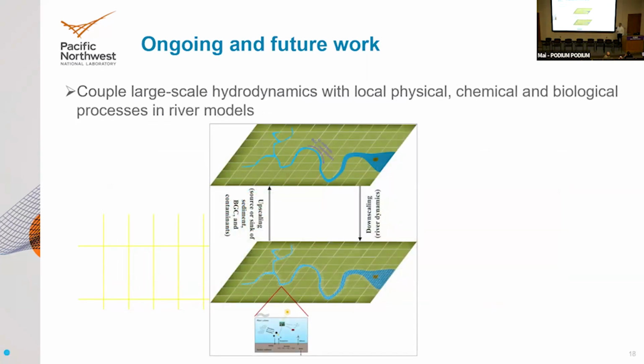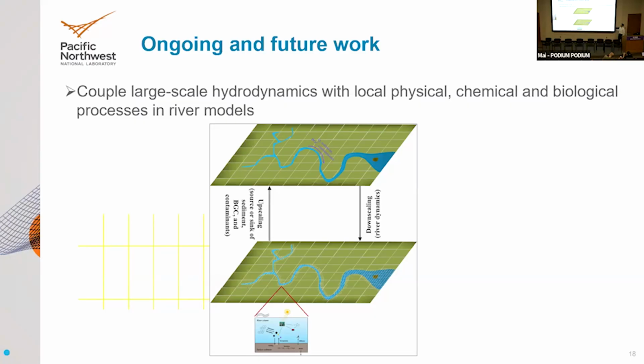Finally, we will couple large-scale hydrodynamics with the local physical, chemical, and biochemical processes in the river model in a new paradigm, shown in this figure. This new paradigm will consist of 4 steps at each time step. In the first step, the large-scale coarse-resolution river model will simulate the coarse-resolution water depth and velocity and transport water, carbon, and nutrients downstream. In the second step, the coarse-resolution hydrodynamics will be downscaled to fine-resolution meshes using a machine learning based method.